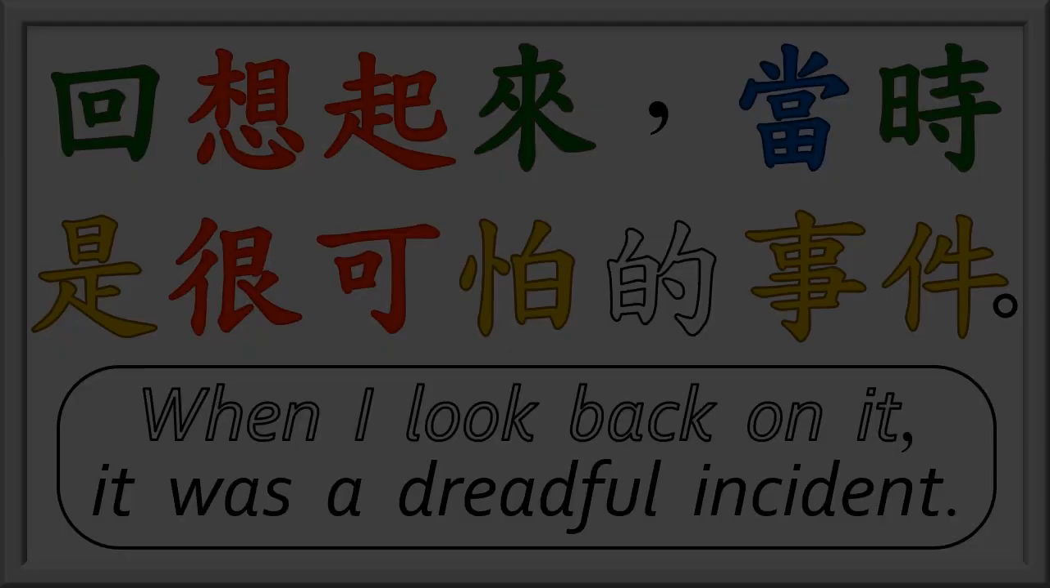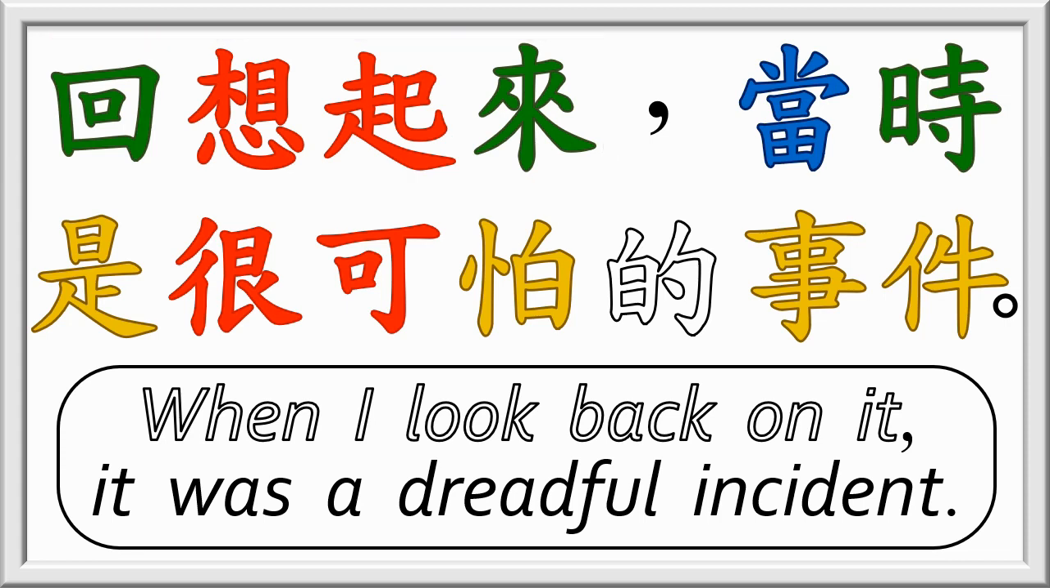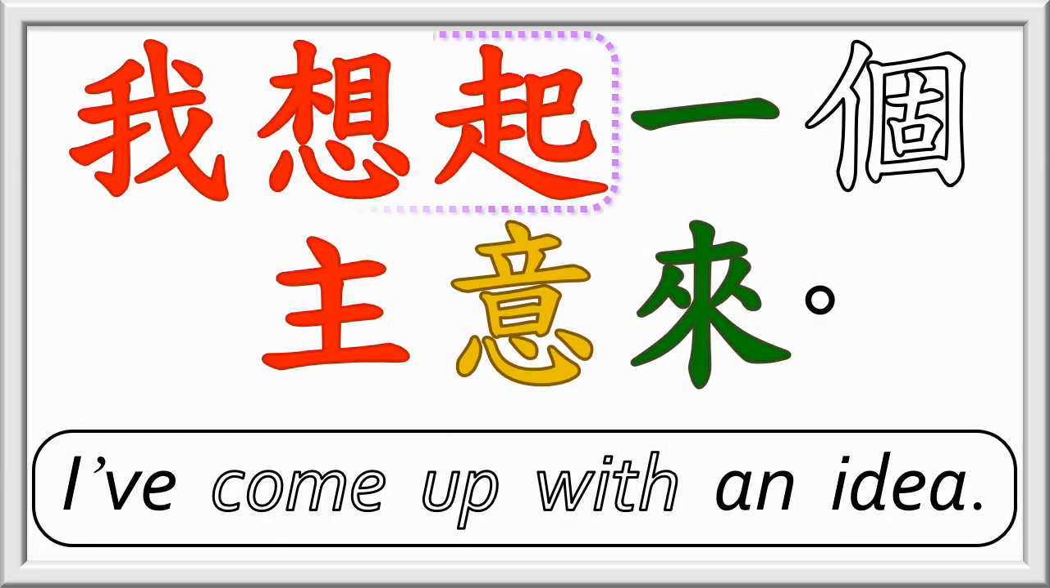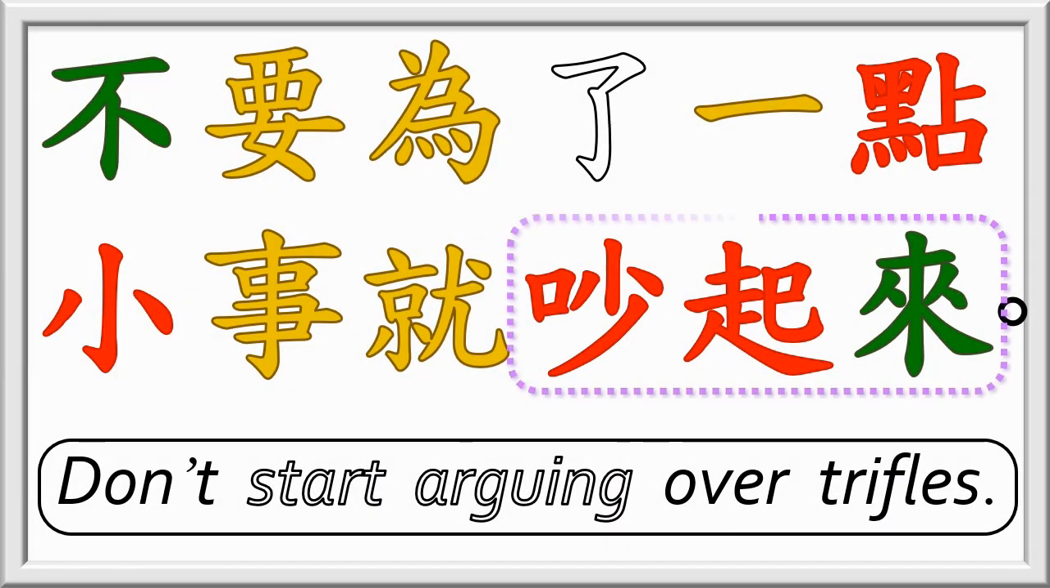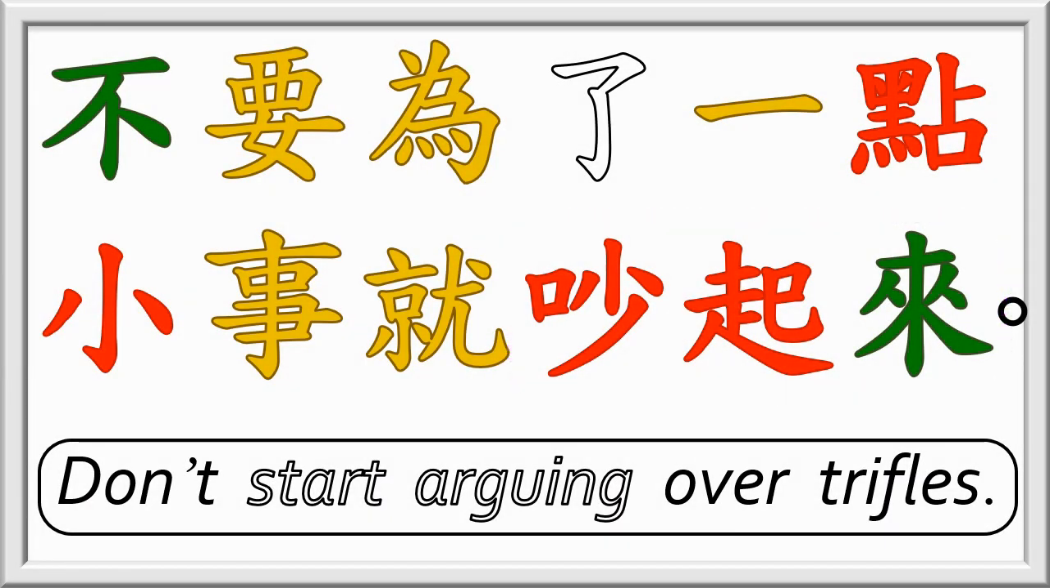Many other verbs can add 起来 to emphasize the beginning of an action, with various English translations. 回想起来当时是很可怕的事件。 When I look back on it, it was a dreadful incident. Notice that 来 can sometimes come after the object, as in this example. 我想起一个主意来。 I've come up with an idea. 那件事情说起来多么奇特。 When you get into it, that incident is very peculiar. 不要为了一点小事就吵起来。 Don't start arguing over such trifles.